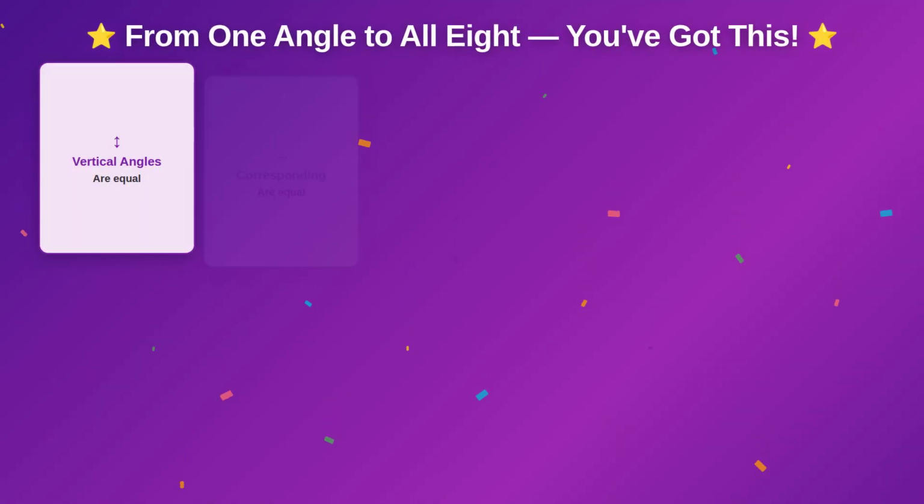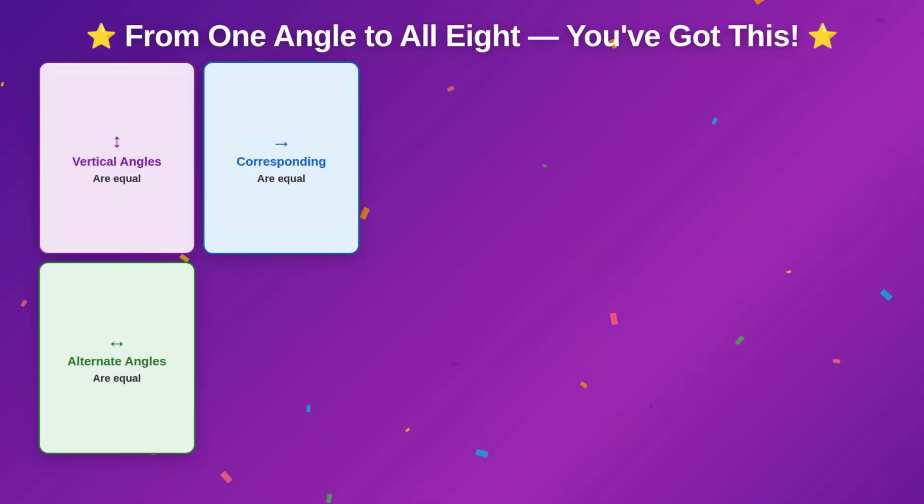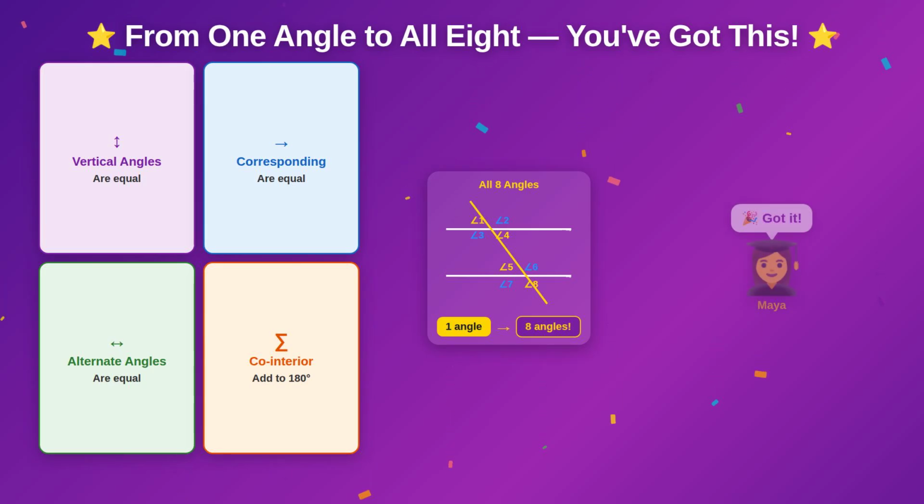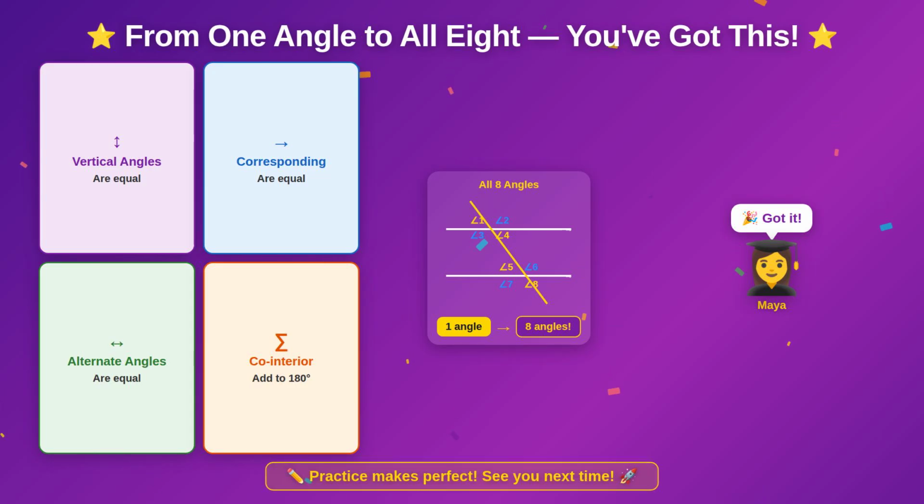Remember Maya staring at her worksheet, totally stumped by 8 angles? Look at her now. She zips through these problems in seconds, and you can too. Here's all you need. Vertical angles are equal, corresponding angles are equal, alternate interior and exterior angles are equal, and co-interior angles add up to 180 degrees. 1 angle in, 8 angles out. These rules show up on almost every geometry test, and now you've got them locked in.